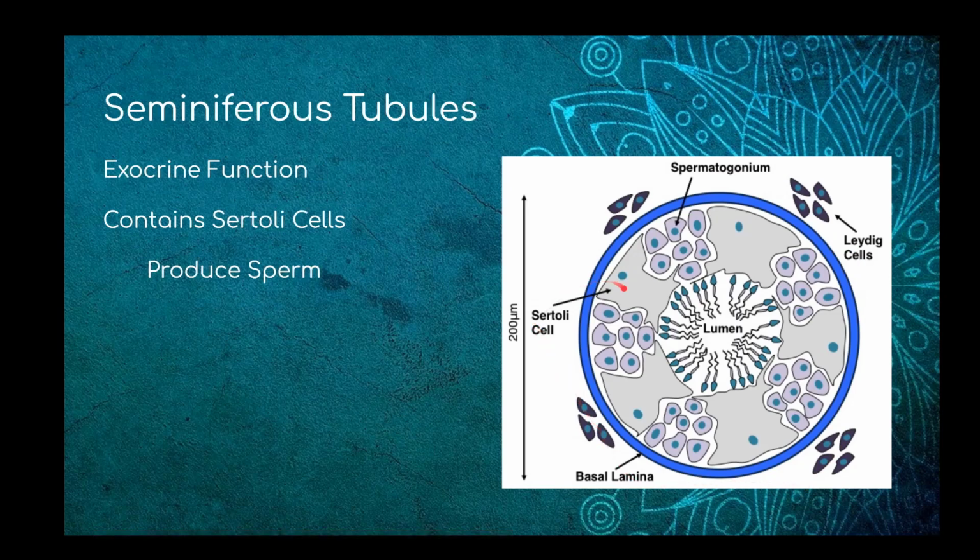The seminiferous tubule then is where the exocrine function occurs. Again, remember, this blue tube is kind of a cross section of the seminiferous tubule, and it contains a lot of different cells, but the main ones that you need to know are the Sertoli cells, these kind of big gray blobs. And the Sertoli cells are where the sperm are produced. So the sperm are produced in these Sertoli cells, they're emptied into the seminiferous tubule, and then they head out of there.